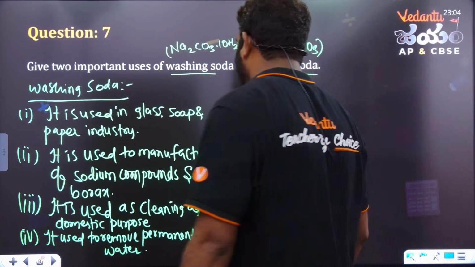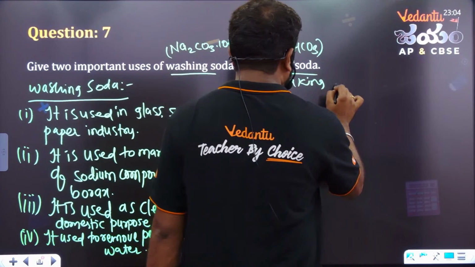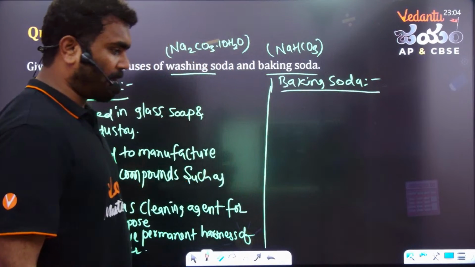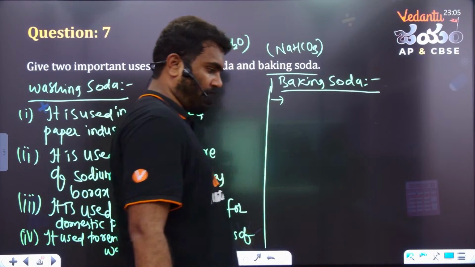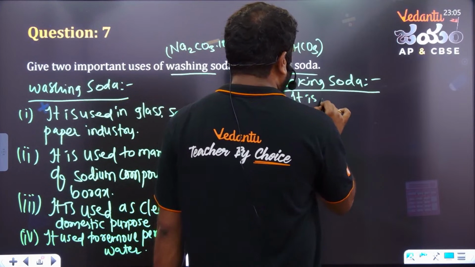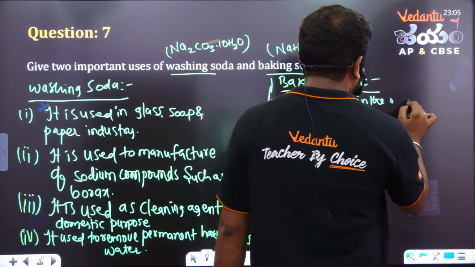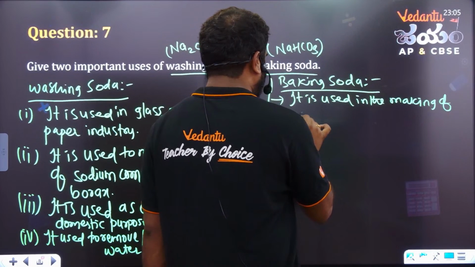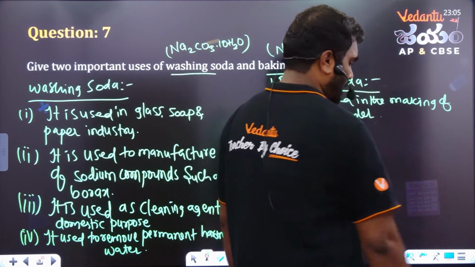So next, what, beta, baking soda. Let's write the uses of baking soda here. So what are the uses of baking soda? It is used in the making of baking powder. So we use it in baking powder preparation.